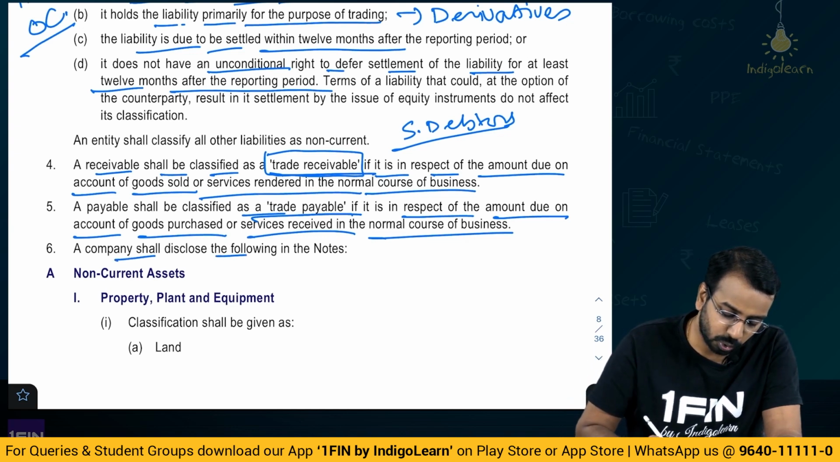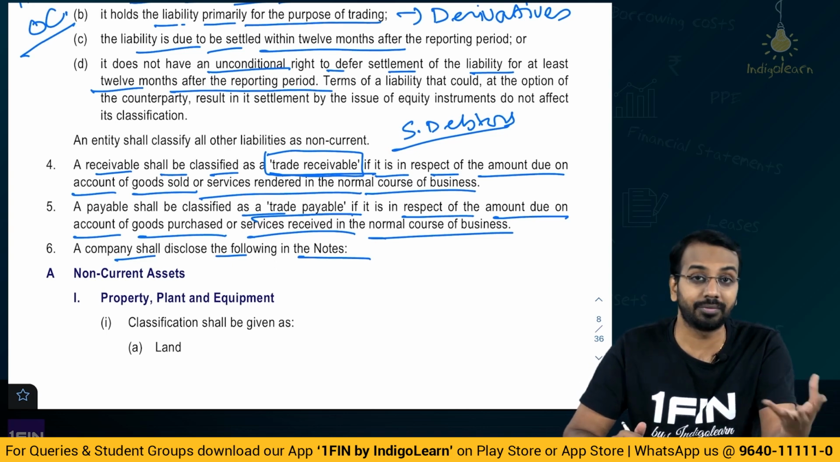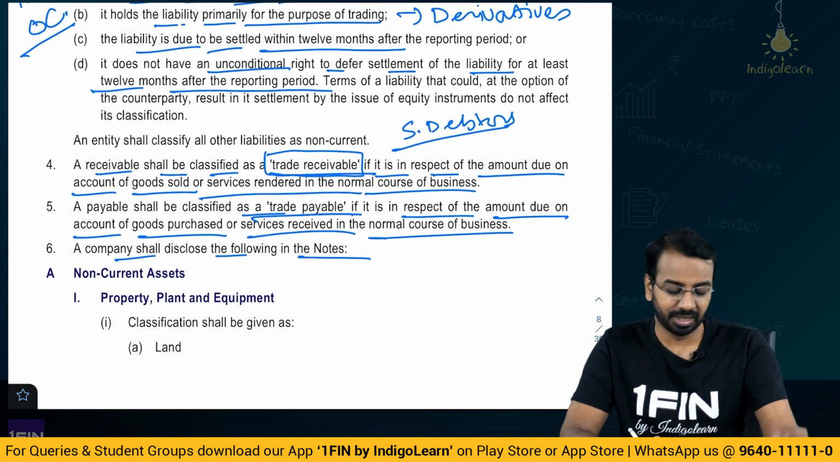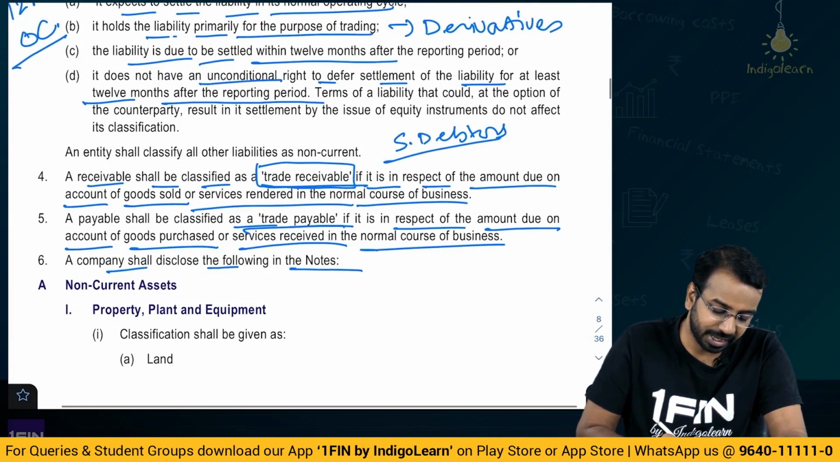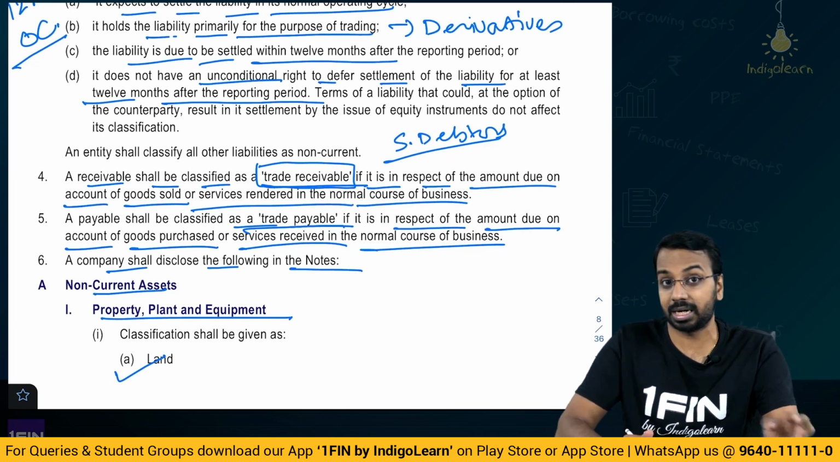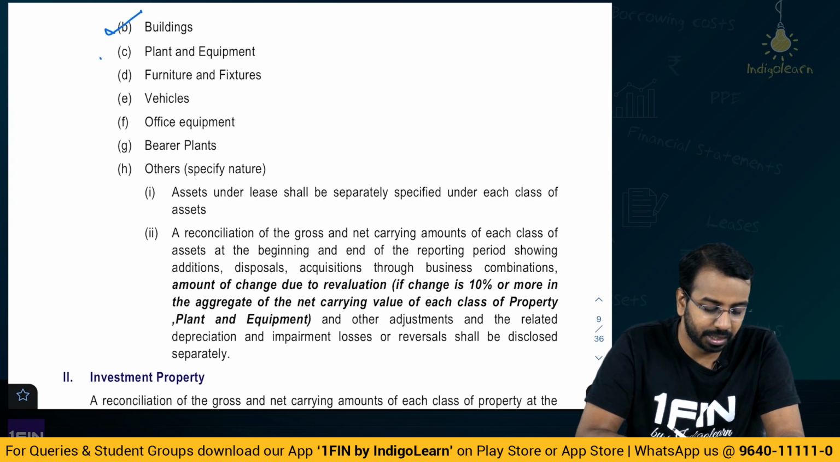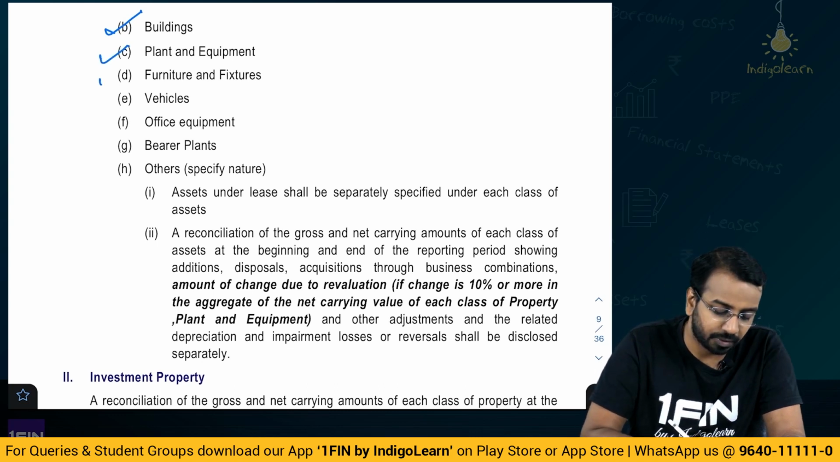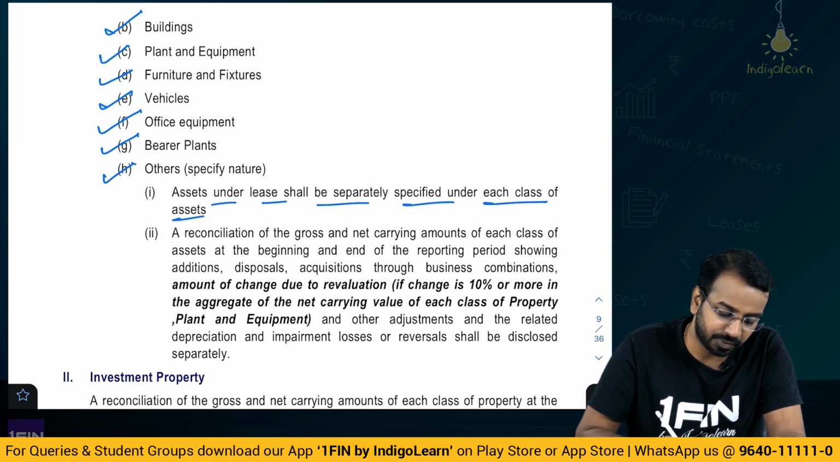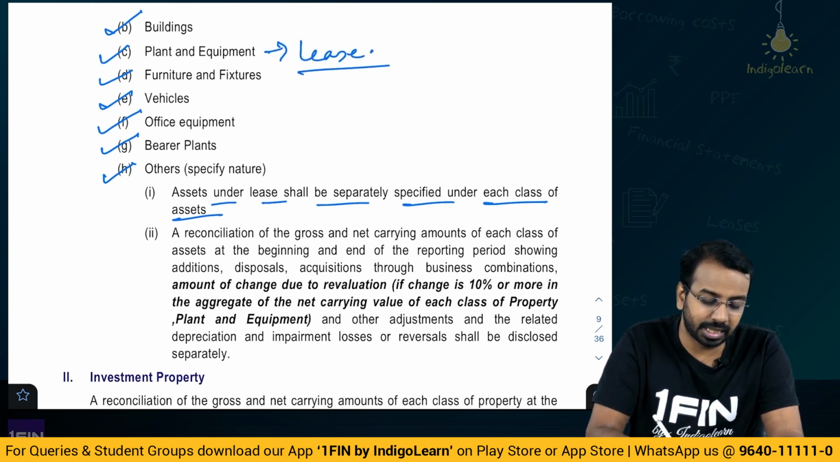Then a company shall disclose the following in the notes. So you have to disclose some items in the notes. A lot of these are also given by the respective Ind AS. Let us have a look at it. In case of non-current assets, the first one, property, plant and equipment, you will give classification as land. So we will show land separately, then buildings, plant and equipment, furniture and fixtures, vehicles, office equipment, bearer plants and others, each separately. Assets under lease shall be separately specified under each class of assets. So if there is a lease of plant and equipment, whatever assets are under leases, you will classify separately.